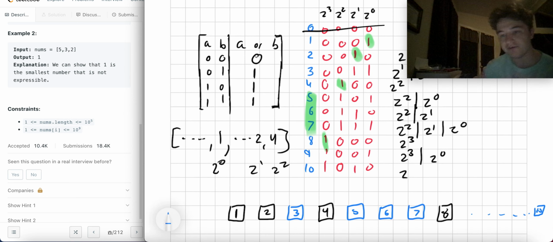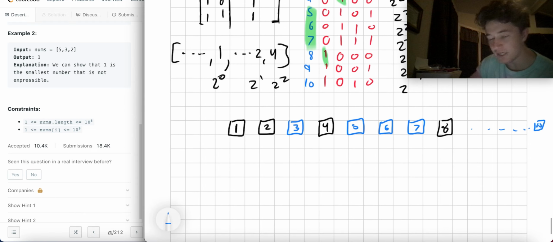These base numbers are really important. So when we're solving this problem, we can look at our numbers as a set, and we can say, if 1 is not in our system, then we return 1. We're done, right? Because 1 is not in the system.